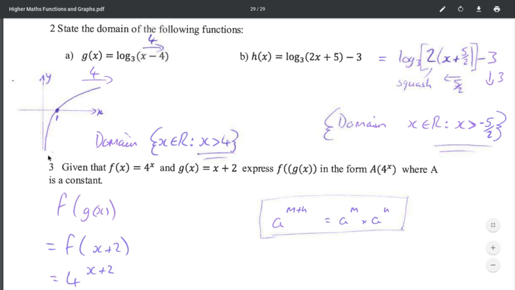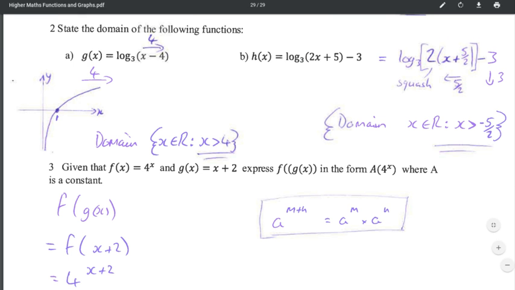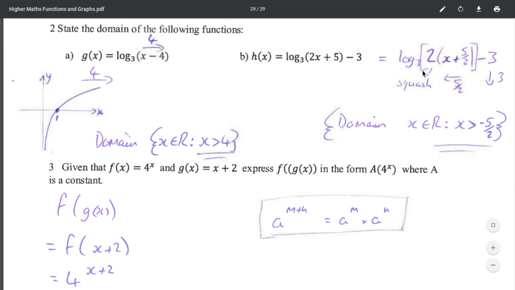So at the moment, the y-axis is an asymptote, a straight line that the curve gets very, very close to but doesn't reach. So if we move all of the points 5 over 2 to the left, then rather than x having to be greater than 0, x would have to be greater than negative 5 over 2. Okay, it could take any value of x larger than negative 5 over 2.